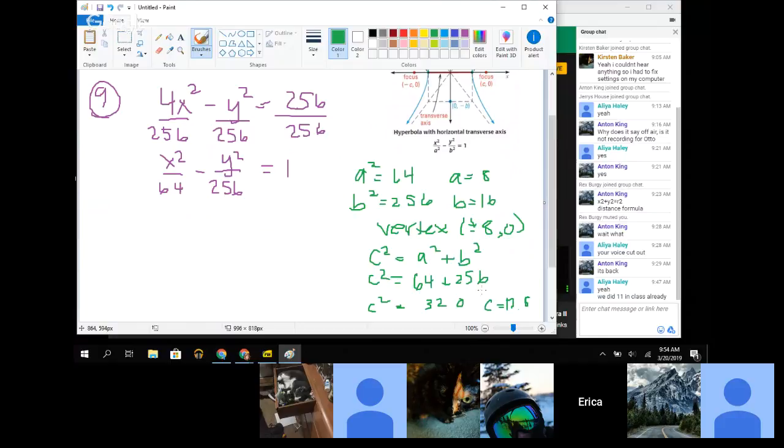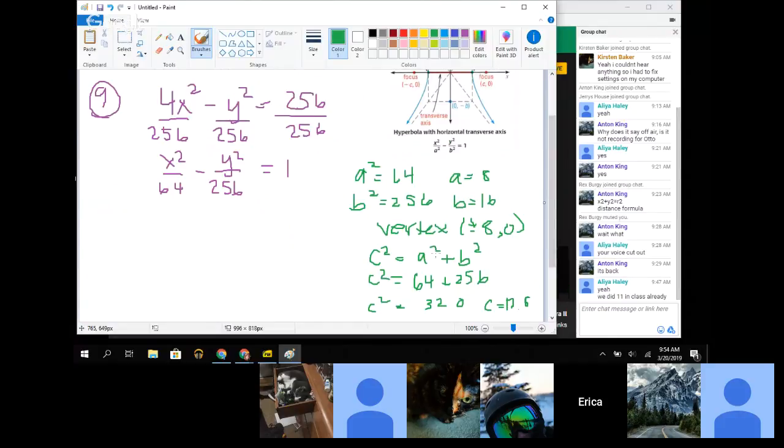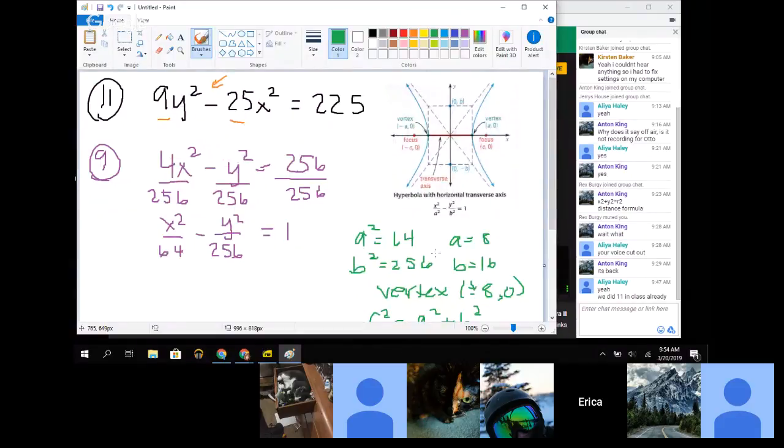Okay, so your focus point is really far out there. So your vertex should be at 8, 0, but your focus is really far out there. So that means that your parabolas on either side are going to be really wide bowls because they're focusing really far away. Okay, that's where your foci are.